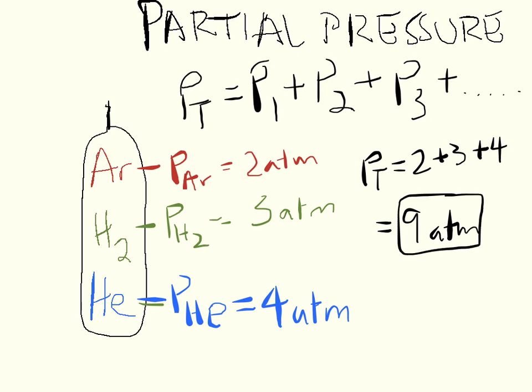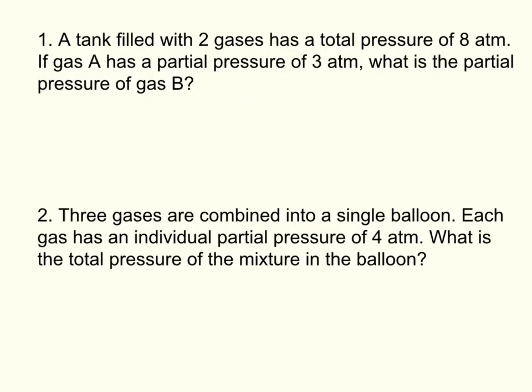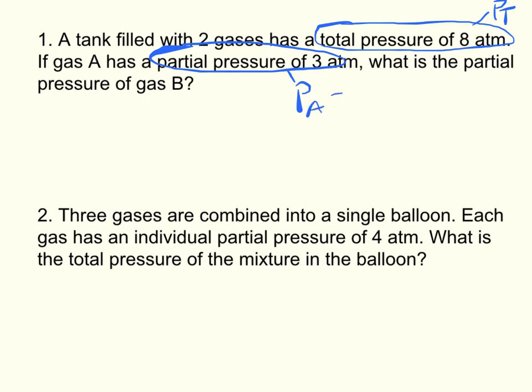Okay? So let's apply that knowledge, the law of partial pressures, to a couple other problems. Question 1 reads, a tank filled with two gases has a total pressure of 8 atm. If gas A has a partial pressure of 3 atm, what is the partial pressure of gas B? So let's go ahead and look at our givens. A tank is filled with two gases, has a total pressure of 8 atm. So that's my P sub T, total pressure. Gas A has a partial pressure of 3 atm. So P sub A equals 3 atm. And the unknown the problem is asking for is the partial pressure of gas B.